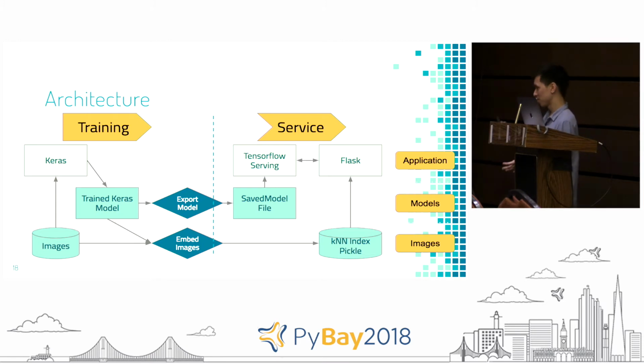And Flask and TensorFlow serving can talk to each other. So when Flask gets an incoming image, it can go to TensorFlow serving, embed the image, and then use that embedding to do a KNN search in memory.